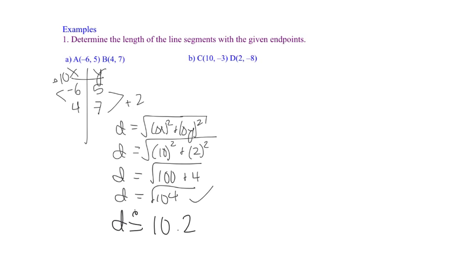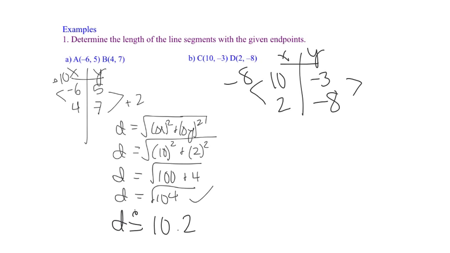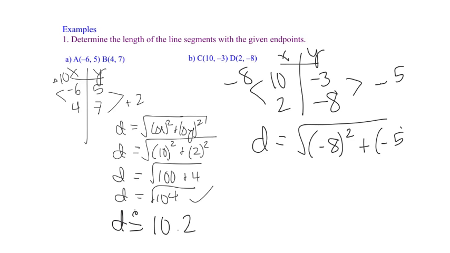All right, that was the first example. Let's do the second example, letter B. Again, I'm going to start off with my table of values, x and y, put in my points, 10, -3, 2, -8. So from here to here, I'm subtracting 8. From here to here, I am subtracting 5. Now, in the distance formula, put that in. One thing to note is because our change in x is negative, that doesn't matter because we're squaring it. So when I square -8, I still get back a positive number. Same thing with -5.